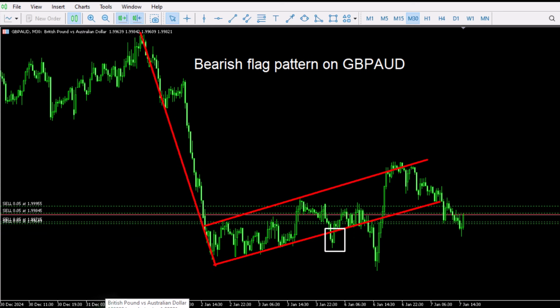I also have another trade on GBP/AUD, which is also a bearish flag like the previous one. And here was the breakout. After I entered the trade, same situation as the previous one. So let me not dwell on this.